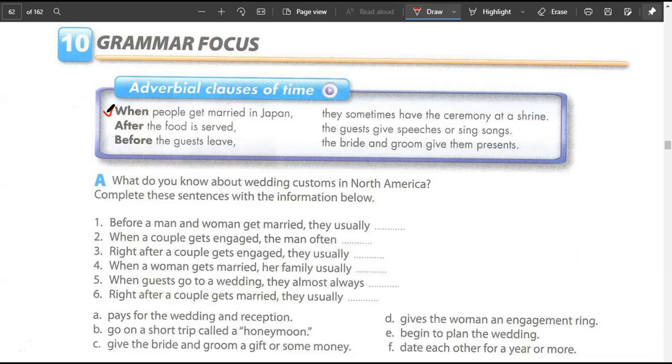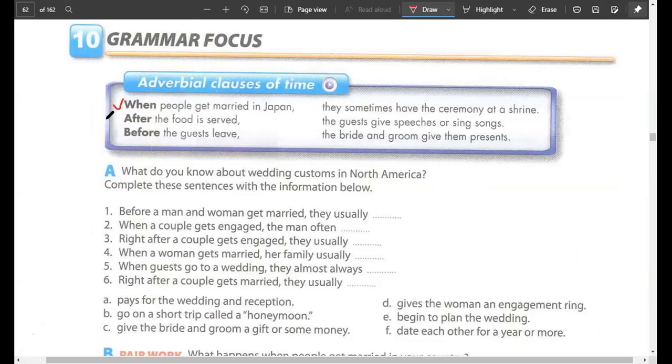Okay, good. The next one. After the food is served, the guests give speeches or sing songs. So we have the next word, guests. I'm sorry, after, right? After is the other word over there. And the last one would be before the guests leave. Be careful, don't confuse those two words. After means después. Before means antes.